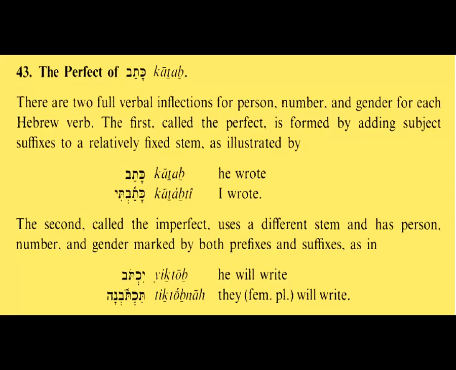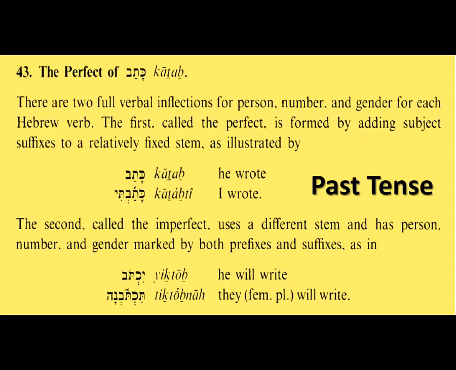Okay, so you add those at the end, like katav. From the katav, you add katavti. Katav is he wrote, katavti is I wrote. So we call that the past tense. Think about something that's perfect. You don't want to change it. Something in the past you can't change either. So the perfect tense in Hebrew is just the past tense, for the most part anyway.